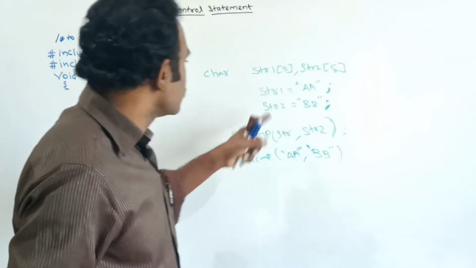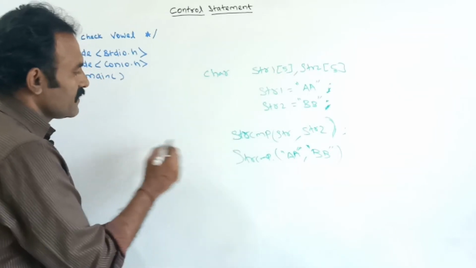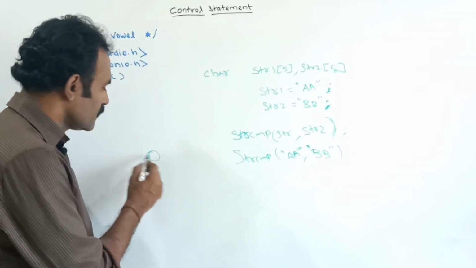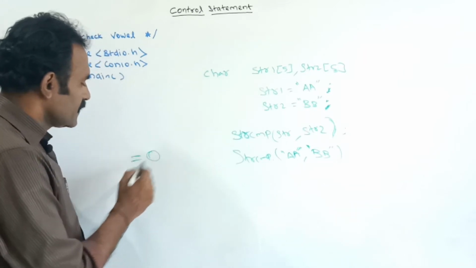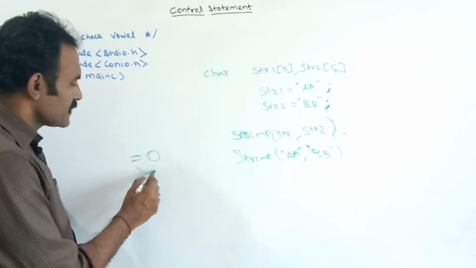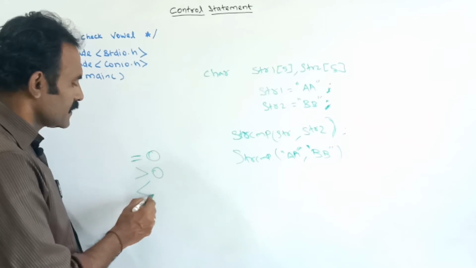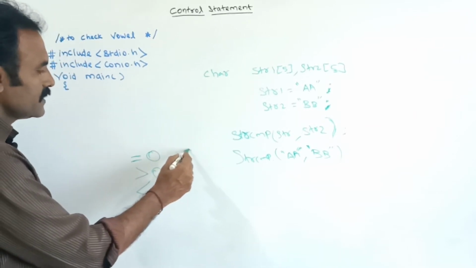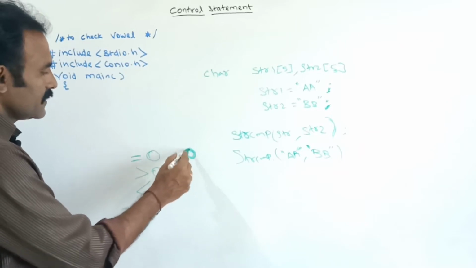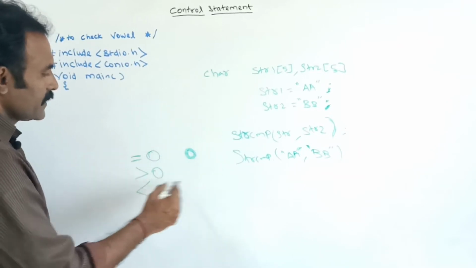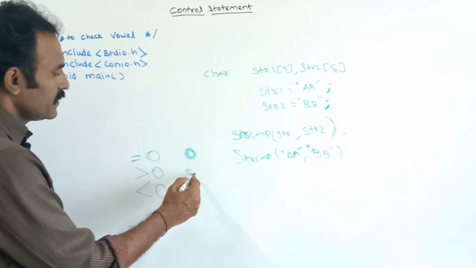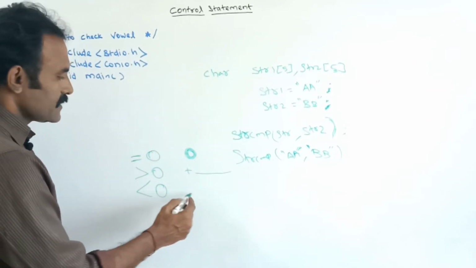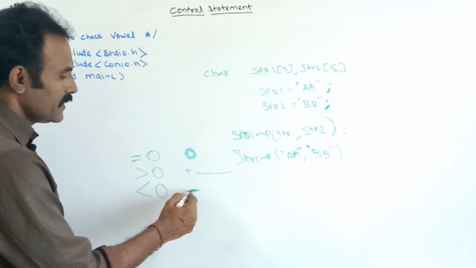See, the return value of this string compare function has three possibilities. First, the return value equal to 0. Next, the return value greater than 0, and next, the return value lesser than 0. Equal to 0 means the value will be 0, a neutral value. Greater than 0 means the value will be positive. Next, if it is lesser than 0, the value will be a negative number.